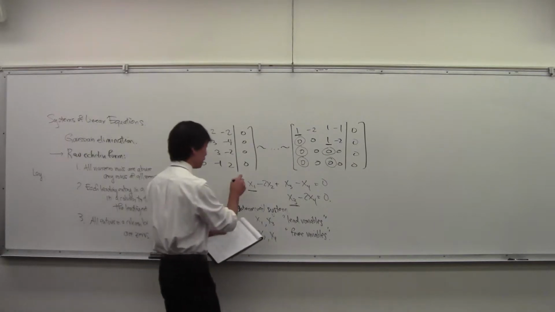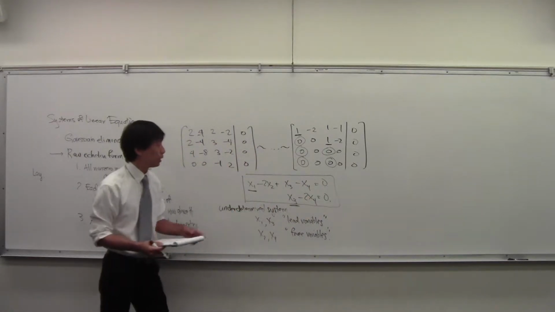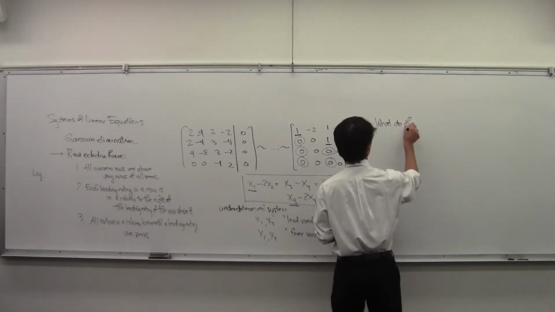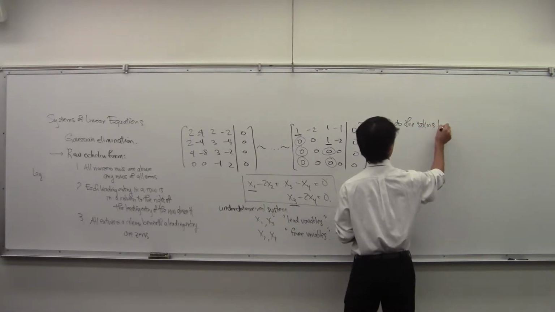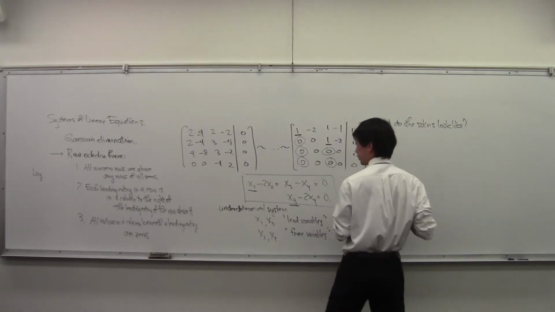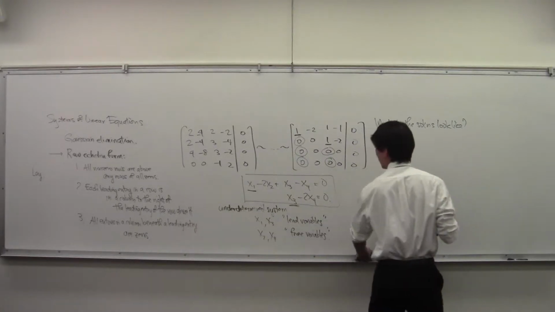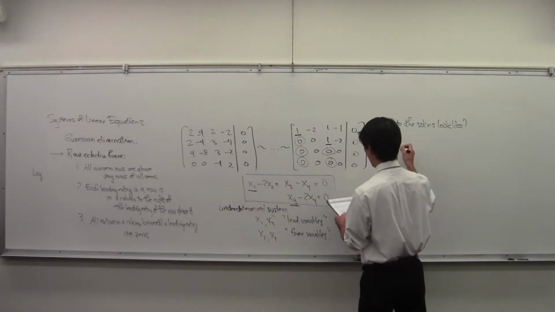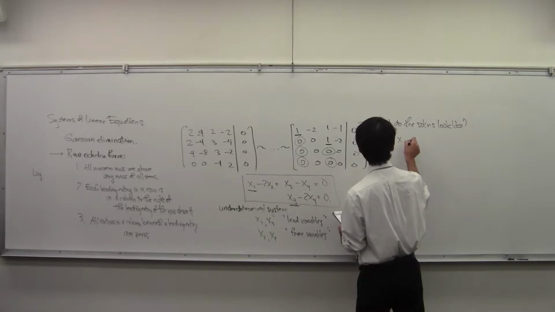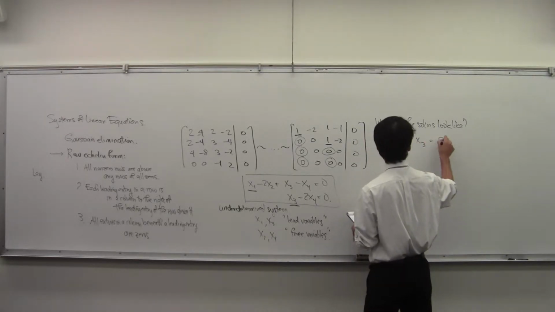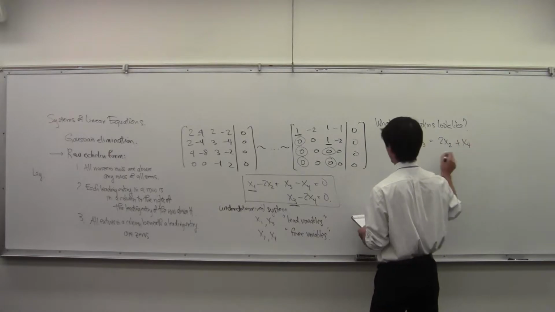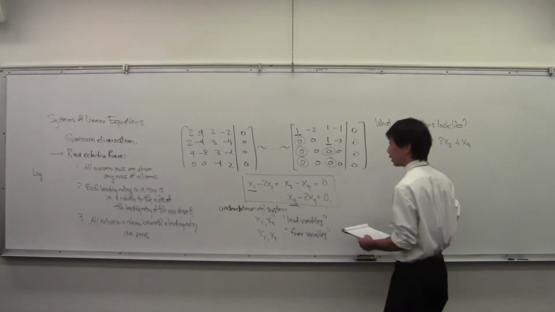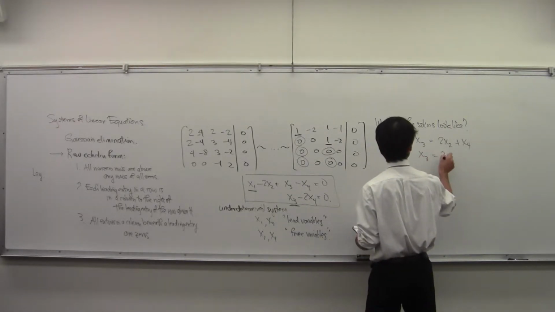And so you have the system. What do the solutions look like? What are the solutions? You notice that you can solve. Let me express the lead variables in terms of the free variables. So x1 plus x3 is equal to 2x2 plus x4, and x3 is going to be 2x4.